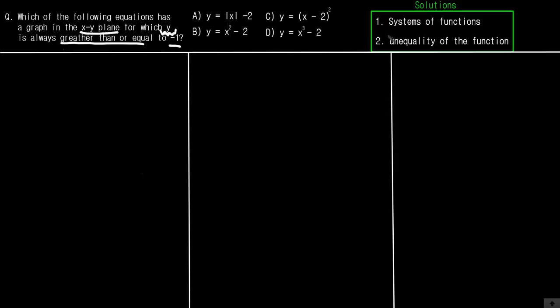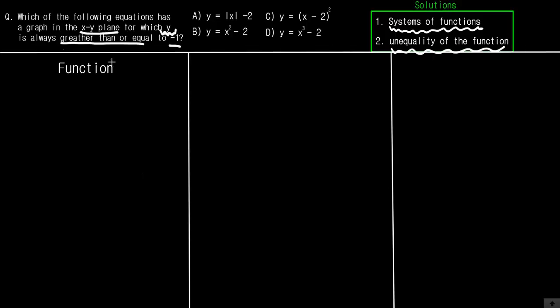First, the first thing that we need to know for solving this question is systems of functions, because this is all about a function problem. The second thing that we need to know is the inequality of the function, greater than or equal to -1. And let's solve this question.